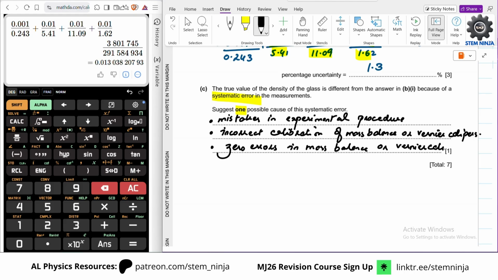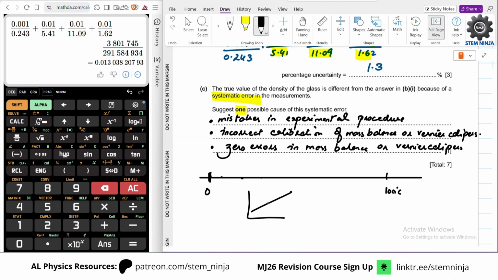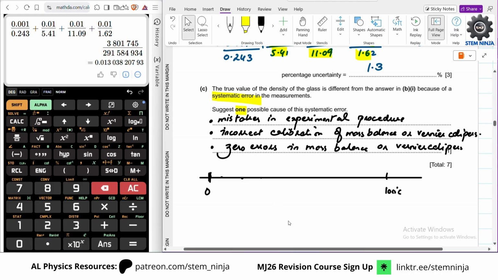Now, these are two different things entirely. Incorrect calibration may include zero errors, but as a whole, calibration requires knowing whether the variation is a polynomial or a straight line in between. For example, if we have a thermometer from 0 to 100 degrees Celsius, how does the temperature vary in between? Is it like a straight line or is it like a curve? That is the calibration that we need to know. Alright, so that's question number 1. On to question number 2.